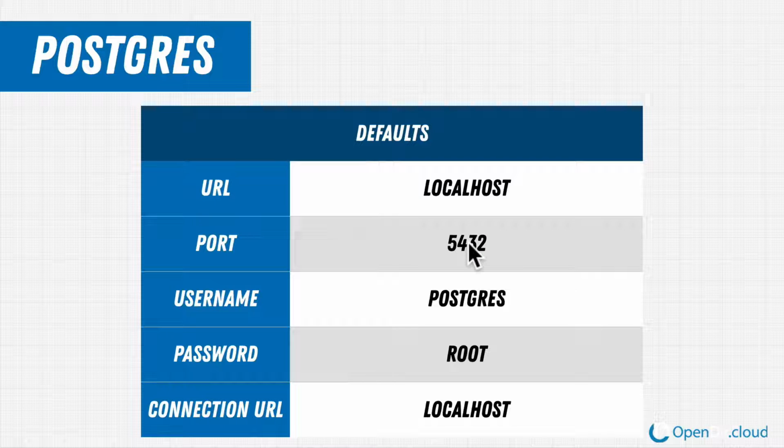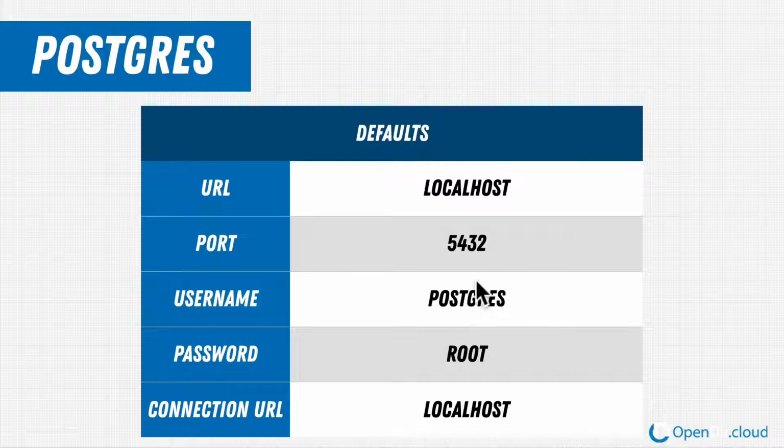So what does that mean? Well, a port is just like a number on a house. It's a certain door that is open for your computer, and it's kind of like an address. So localhost at address 5432 is where we'll find Postgres.